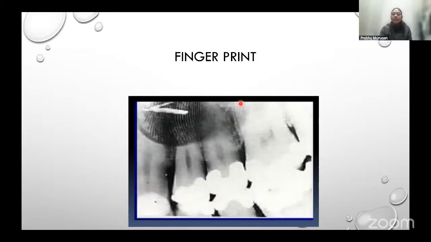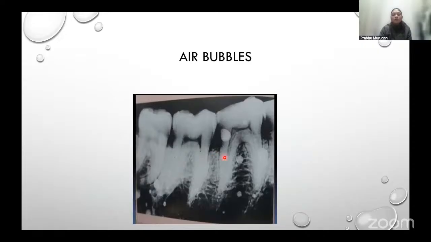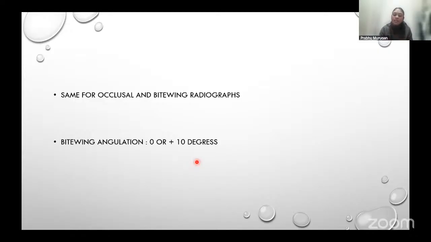Improper drying again can give you an improper image. Fingerprint, same. Overlap films: when processing, if by mistake two films are placed close to each other and overlap, they will be only partially processed. Air bubbles also are a processing error only. Tree-like marks are called static electricity, caused by suddenly pulling the X-ray cover and then dipping it into the solution; it can cast these tree-like marks over the X-ray. These things are almost similar for your occlusal and bitewing radiographs, because the processing technique is almost the same.